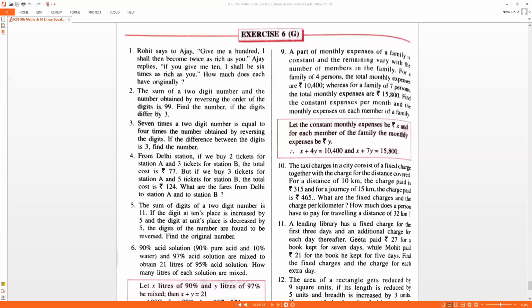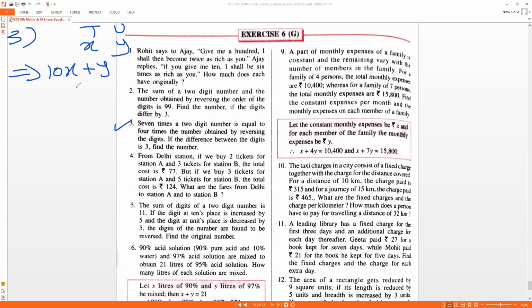Okay, question number 3. 7 times a two-digit number is equal to 4 times the number obtained by reversing the digits. If the difference between the digits is 3, find the number. Okay, I'll just give the hint, you have to solve it. So again, units, tens. So let the tens place digit be x and the units digit be y. So what is the original number? 10x plus y. Okay, you have to solve it clearly. Just listen carefully and then solve. You have to write all the statements.